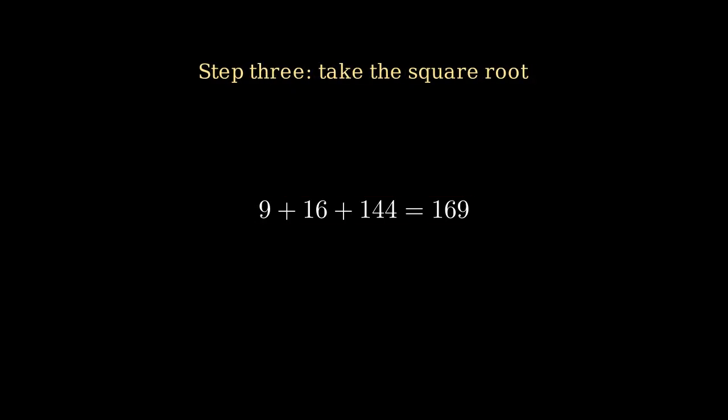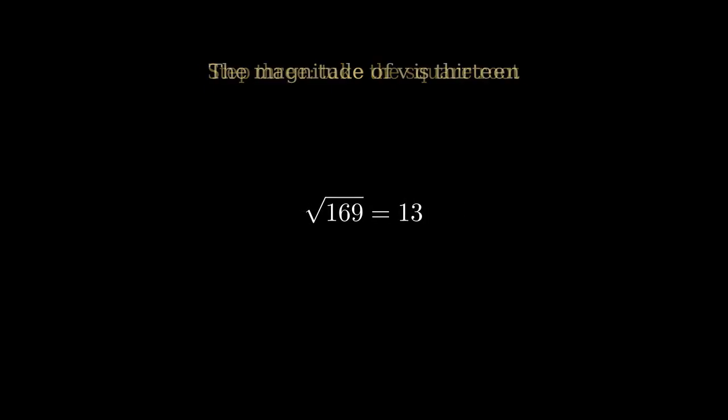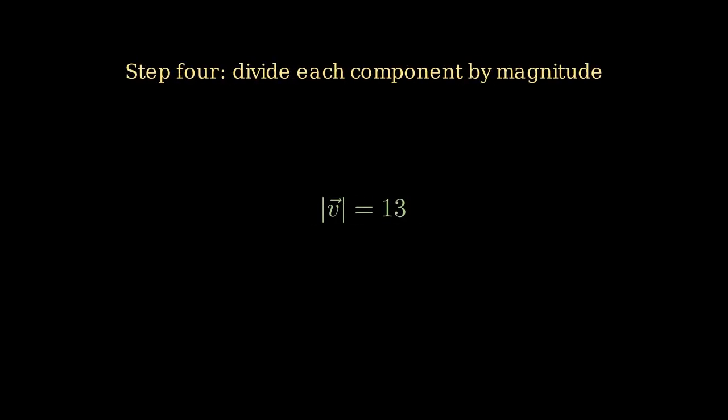Step 3, take the square root of 169. The square root of 169 is 13. So the magnitude of v is 13. Step 4, divide every component of v by 13 to get the unit vector.